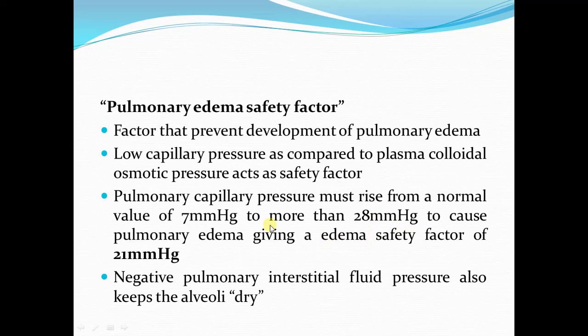So the pulmonary edema safety factor is the difference of these two forces. So 21 millimeter of mercury is the pulmonary edema safety factor, preventing the development of pulmonary edema. And moreover, negativity of the interstitial fluid pressure also helps to keep the alveoli dry, and prevent development of alveolar edema.